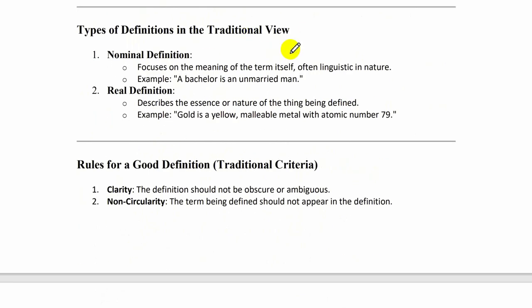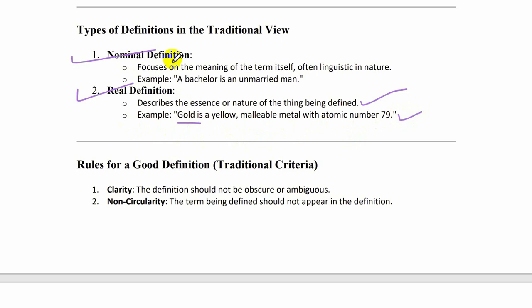Types of definitions in the traditional view: there are nominal definition and real definition, which we saw earlier also. Now let's start with the real definition first. It describes the essence or the nature of the thing being defined. This we already saw. So it says, what is gold? Gold is a yellow malleable metal with atomic number 79. This is the real definition of what gold is.